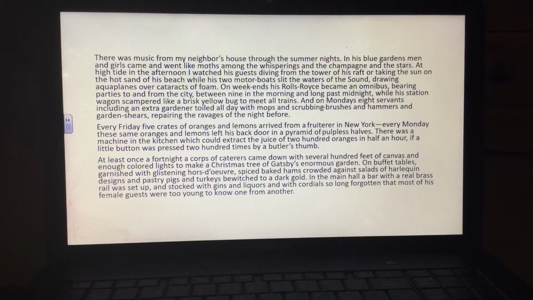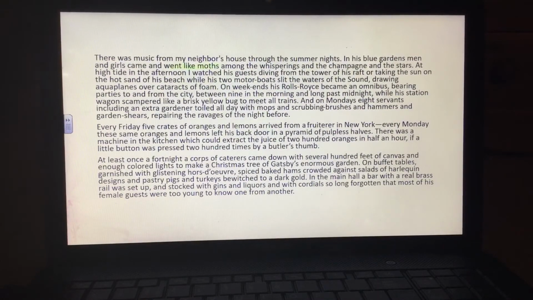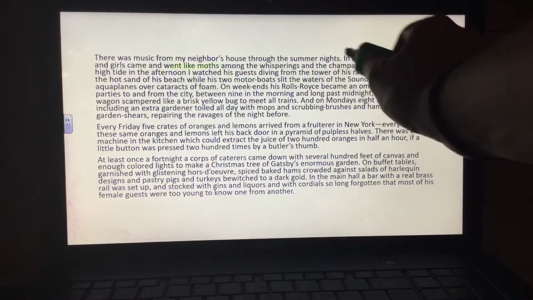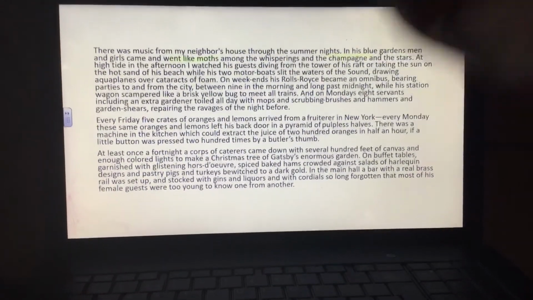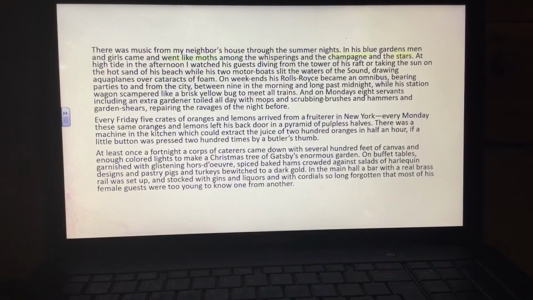We've got the music, the idea of the blue gardens, and then a really nice little simile here, like moths. If we think about moths, they're drawn to light, to flames. They don't have a choice. So there's a suggestion that these parties are so extravagant, they have this reputation. I can continue to support that with the champagne. Champagne isn't something you drink every day. It's an expensive drink, something only the rich and the famous have. And even the stars suggest dreaming of something that's not quite normal.